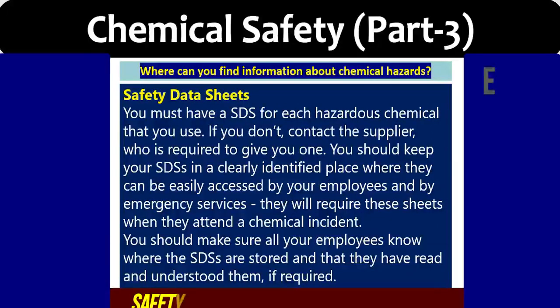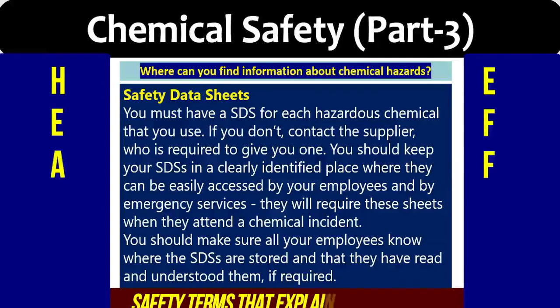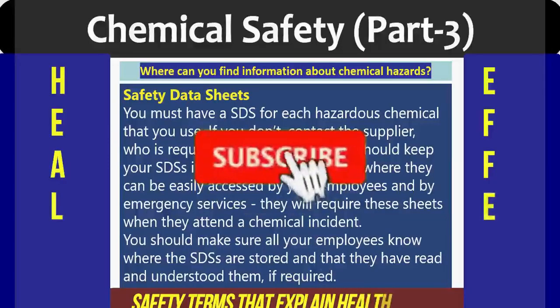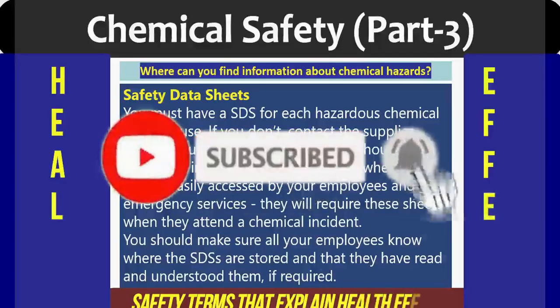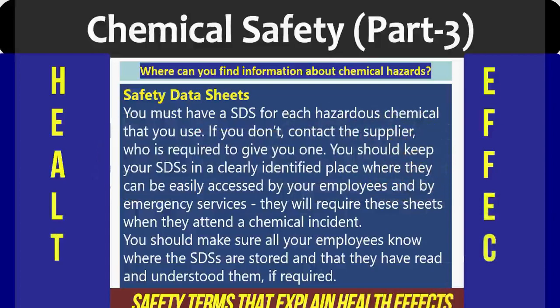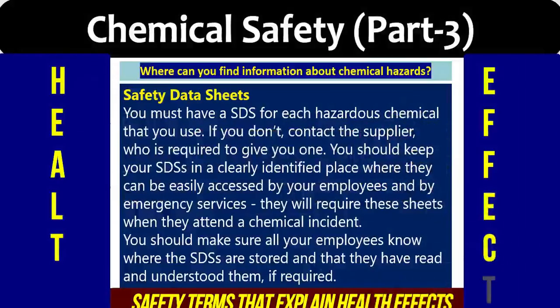You must have an SDS, safety data sheet, for each hazardous chemical that you use. If you don't, contact the supplier, who is required to give you a copy of the SDS. You should keep your SDS in a clearly identified place where they can be easily accessed by your employees and by the emergency services. They will require these sheets when they attend a chemical incident.